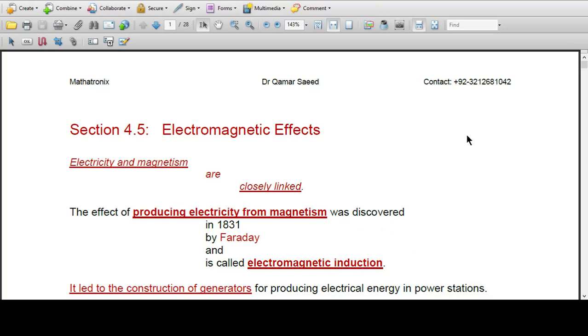Bismillahirrahmanirrahim. In this session, we will discuss the electromagnetic effects. That is a topic from O level and IGCSE physics.